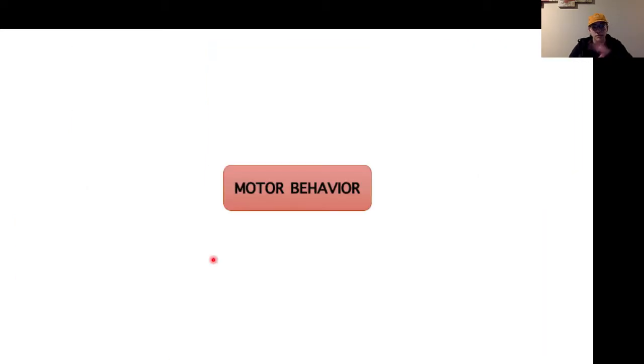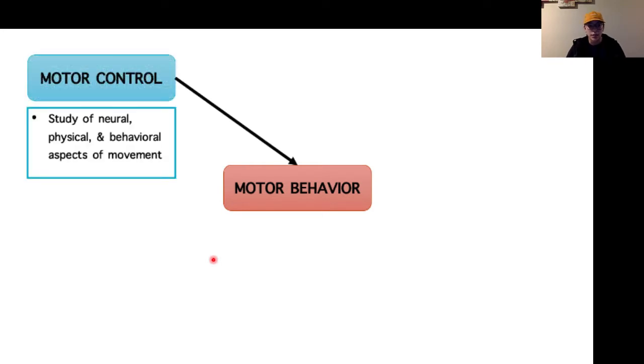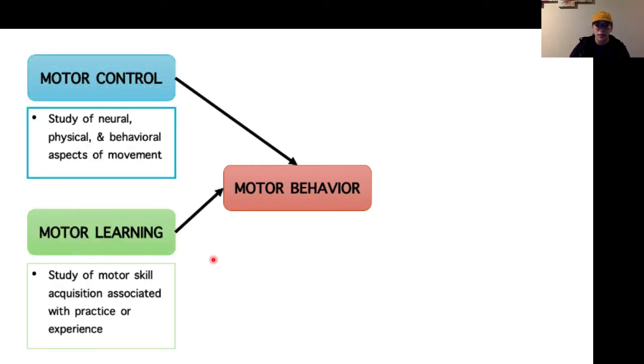Now we can split motor behavior into subsets. In the time that you are in your kin program, you will have been exposed to two of these, one being motor control and the other one being motor learning. So these are the topics that are encompassed in kin 312.